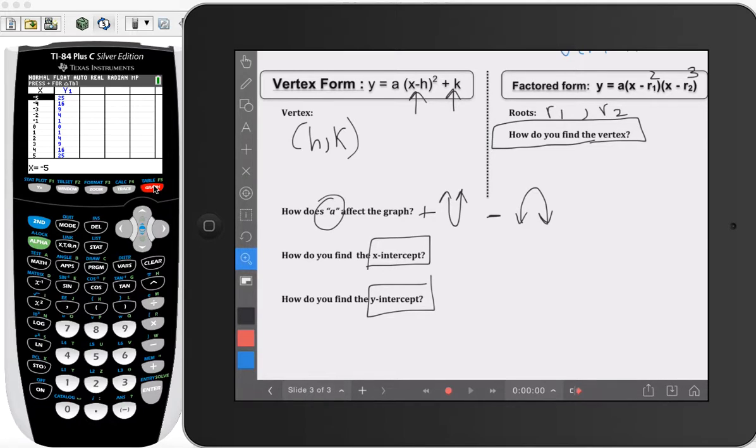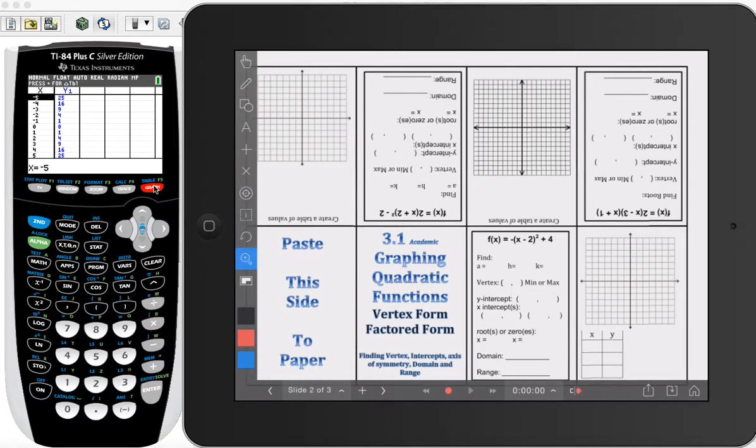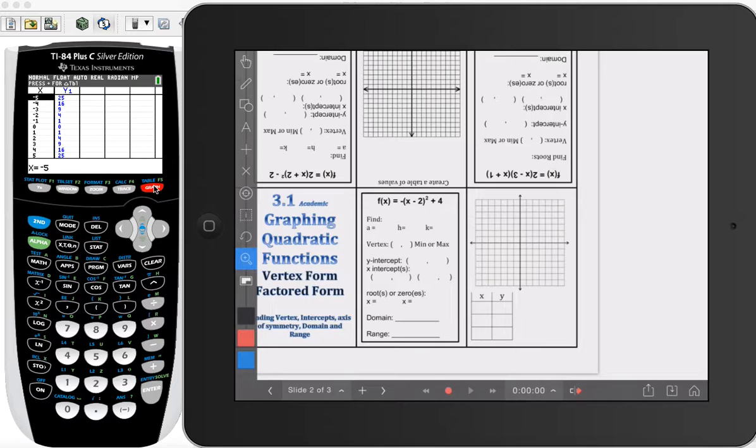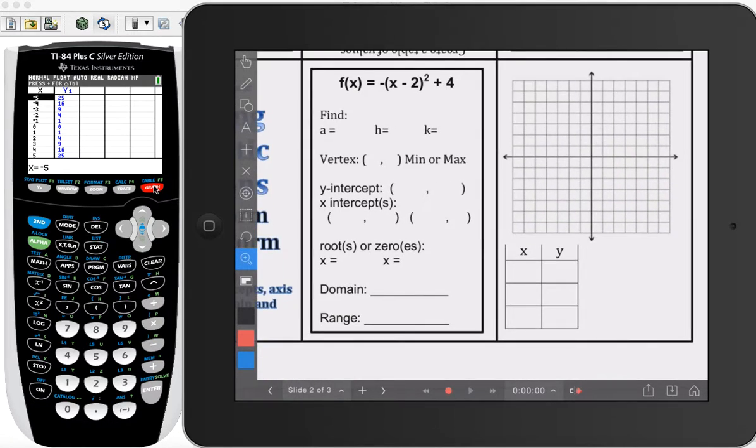Now, let's move on to our notes. And remember, it's the white paper. It should say academic. This is how you can tell this is your notes. Now let's move on to our first example.